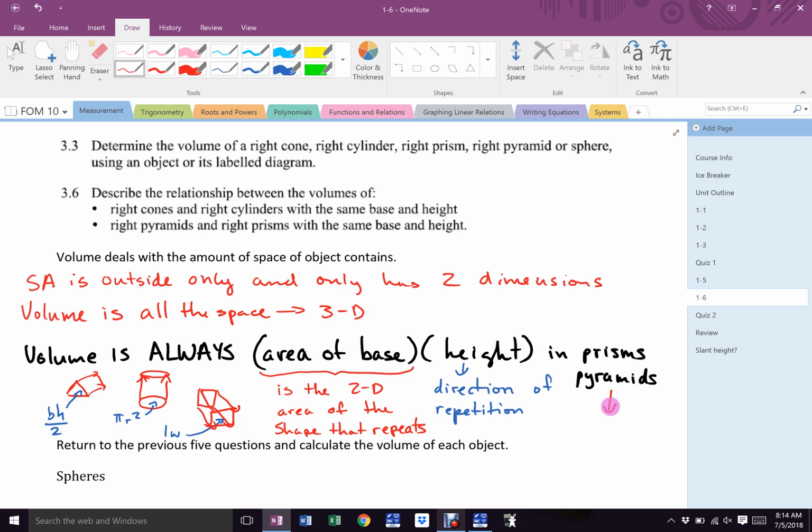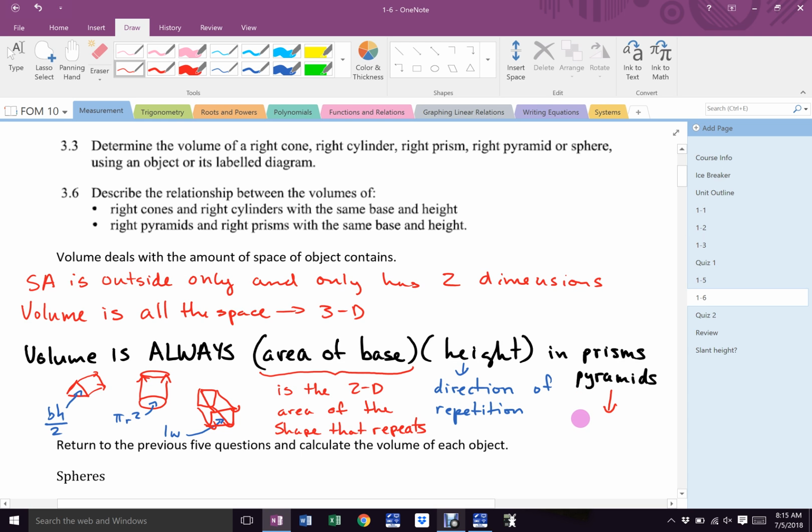Or is there empty space in there? There's empty space in there, yes? So a pyramid starts the same as a prism, doesn't it? Starts at the same circle, or the same rectangle, or the same square, yes? How does it change? It comes up to a point, yes?